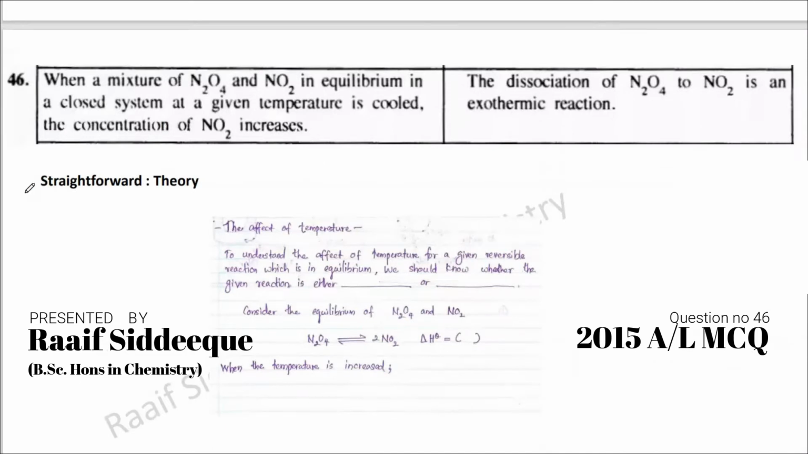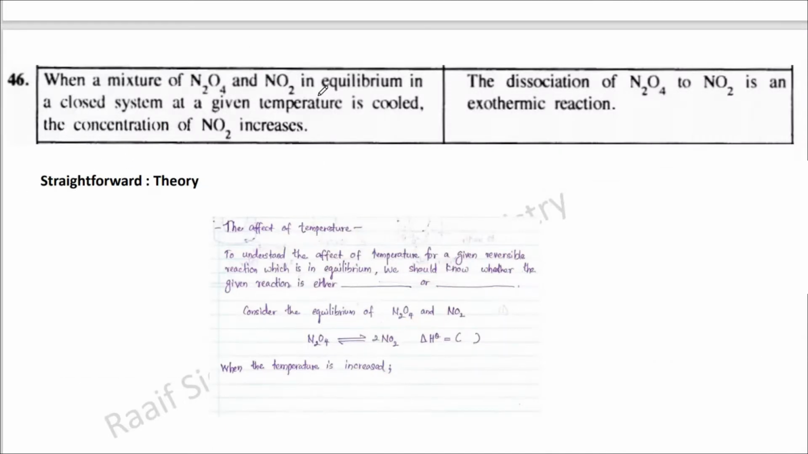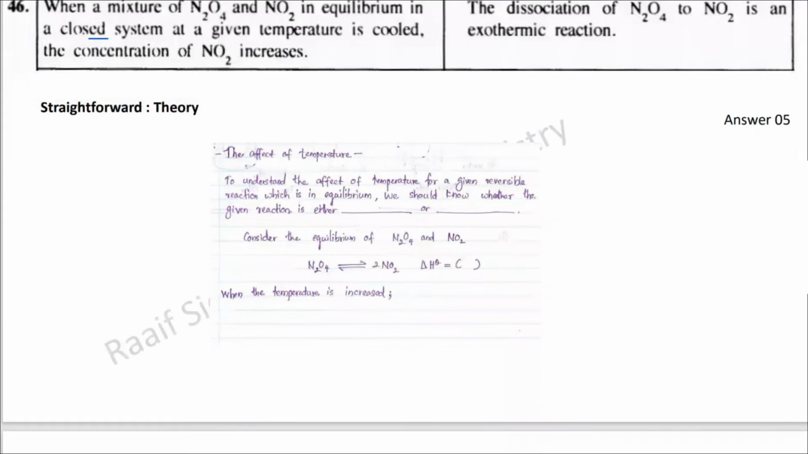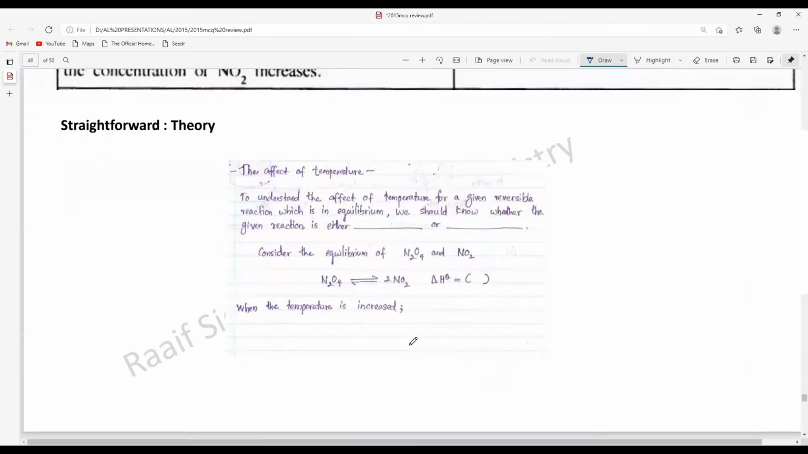Right, so the other one. A mixture of N2O4 and NO2 is a typical example that we use to study chemical equilibrium, when you study Kp. So in equilibrium in a closed system, at a given temperature, if it is cooled, the concentration of NO2 increases. This is normally the equilibrium that is present here.